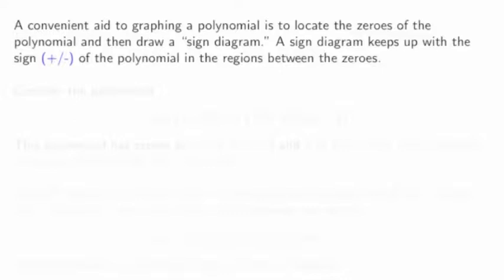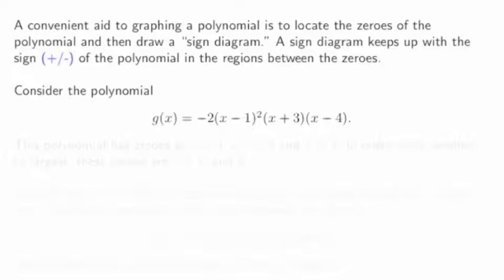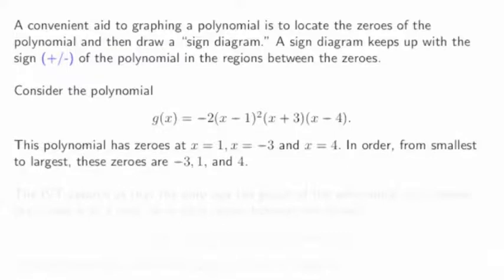Consider a polynomial like that. This is a fourth degree polynomial. It has zeros at 1, minus 3, and 4. In order from smallest to largest, these zeros are minus 3, 1, and 4.